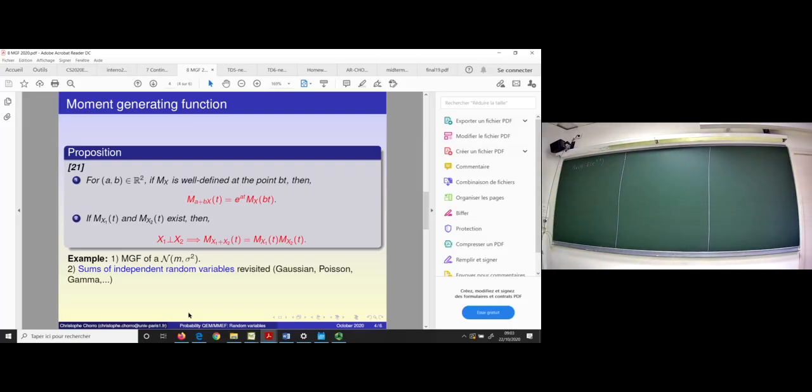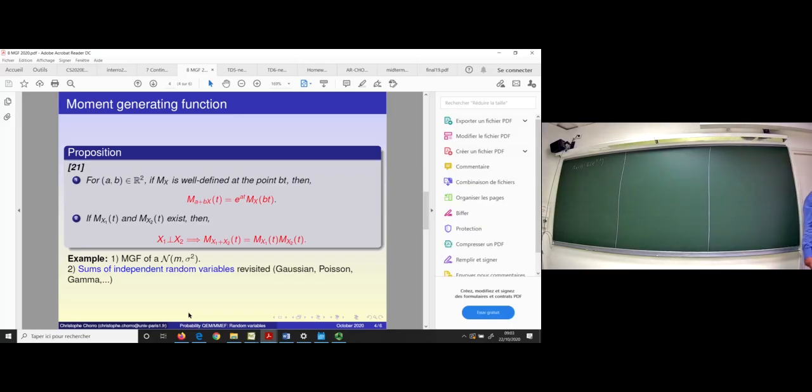We have seen together that this moment generating function characterizes the distribution of a random variable. That is, if you have two random variables having the same moment generating function, they will have the same distribution. So to prove that two random variables have the same distribution, it's sufficient to prove that they have the same moment generating function.